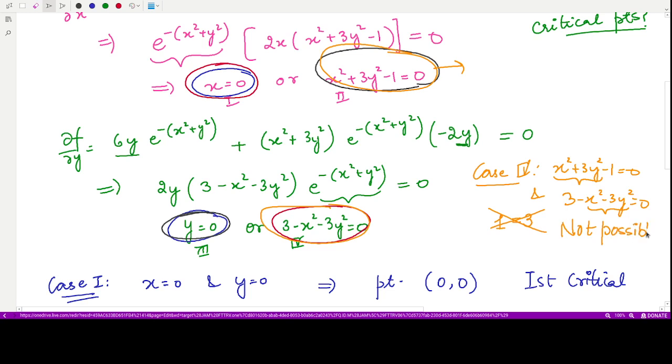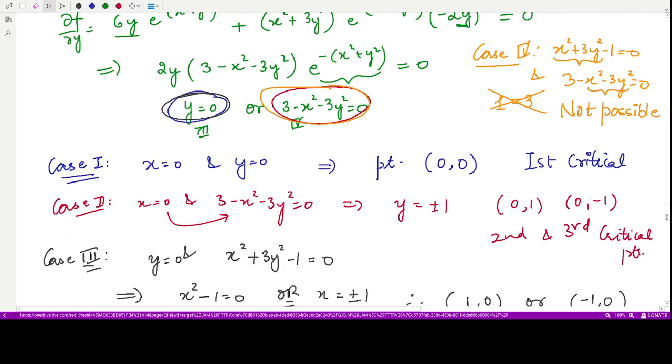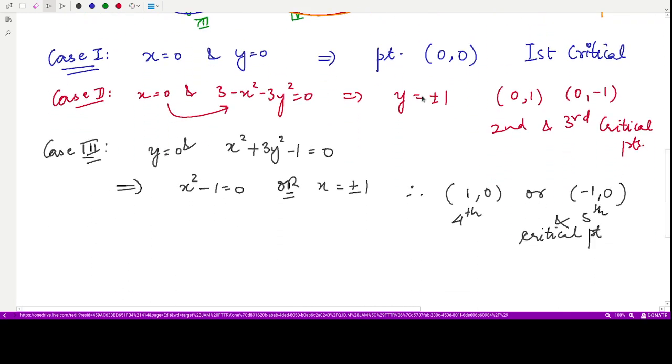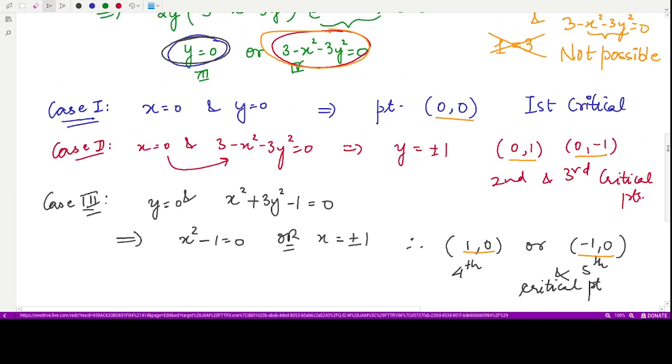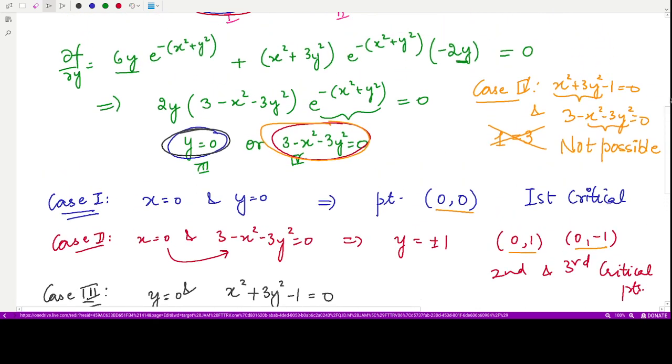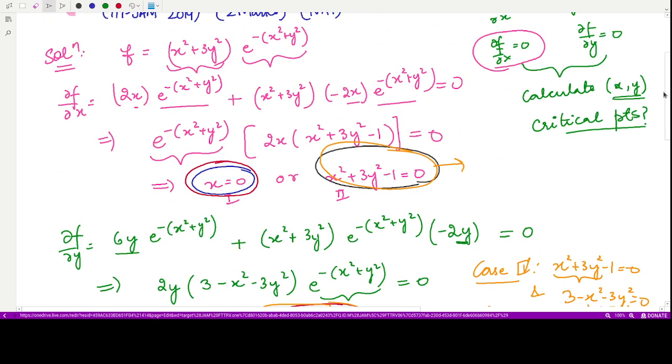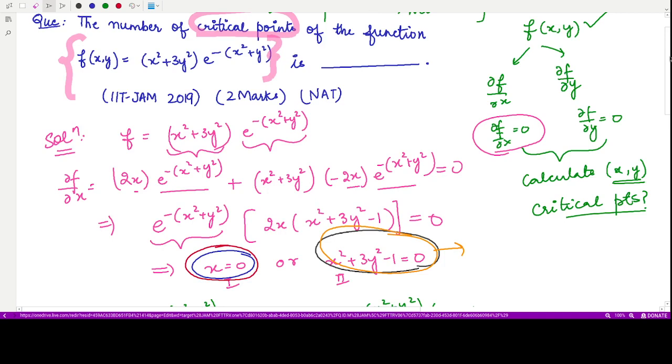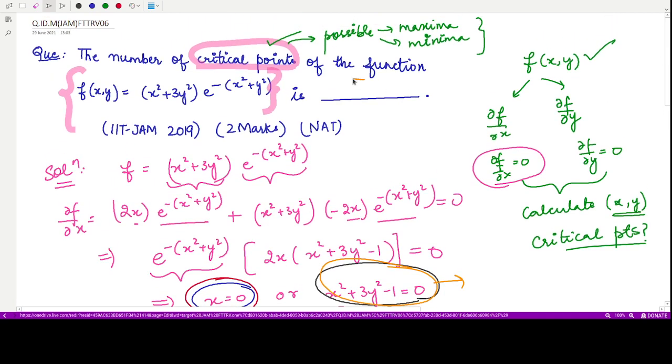So we got our critical points as 0, 0, 0, 1, 0, minus 1, 1, 0 and minus 1, 0. Therefore, in total, we have 5 critical points with us. The solution to this question is 5. So in total, we have 5 critical points for this particular function.